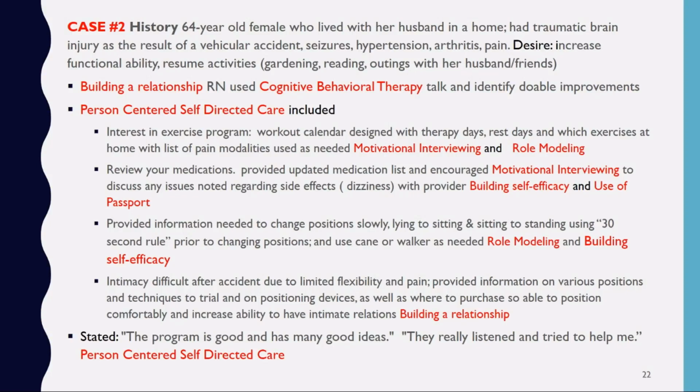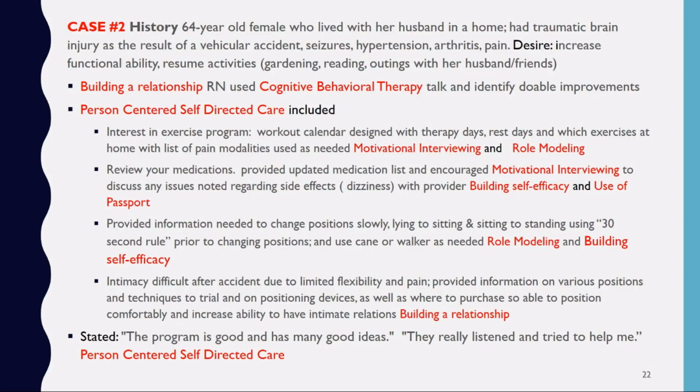Building a relationship, the RN used cognitive behavioral therapy, talking points, to identify doable improvements. The person-centered service plan included interest in the exercise program. So they worked out a calendar designed with therapy days and rest days, and which exercises could be done at home, with a list of pain modalities to use prior to starting the exercises. For this, the RN used motivational interviewing and role modeling.